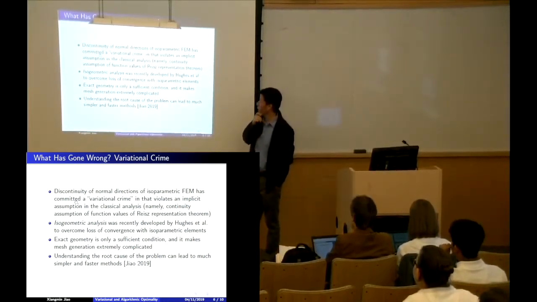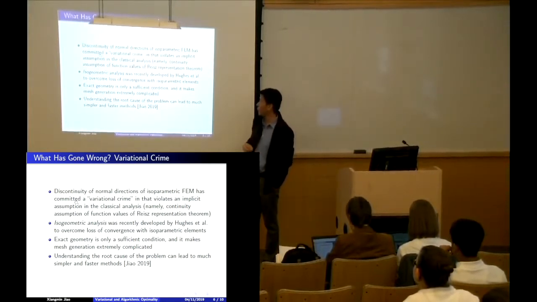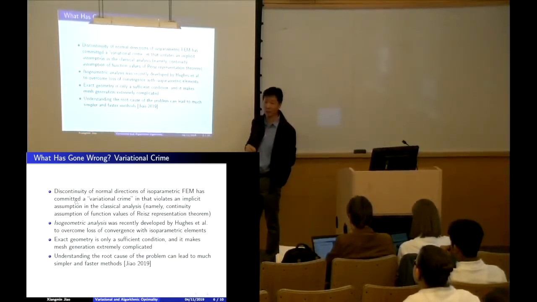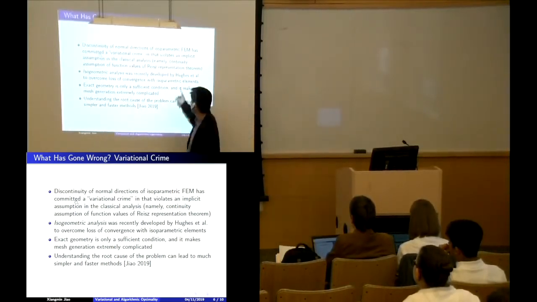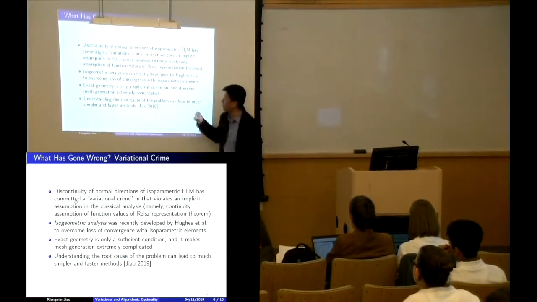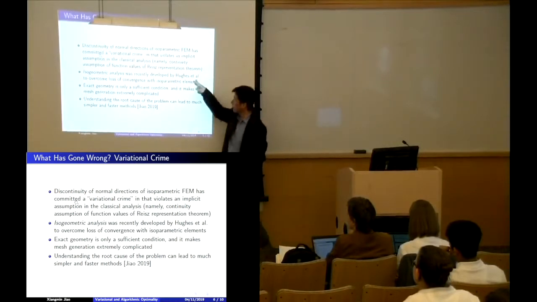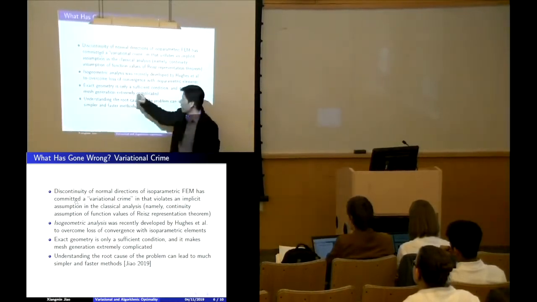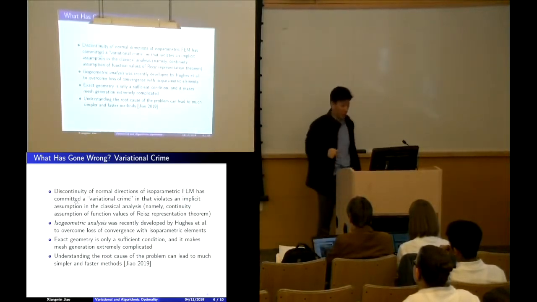So recently, if you work on PDE, you probably have heard of isogeometric analysis. It's really, really popular, with at least thousands of followers, developed by Tom Hughes, and it was developed to overcome these convergence issues, although there was no analysis. Basically, they found that this works, but exact geometry is only a sufficient condition, not a necessary condition, and it makes mesh generation extremely complicated.